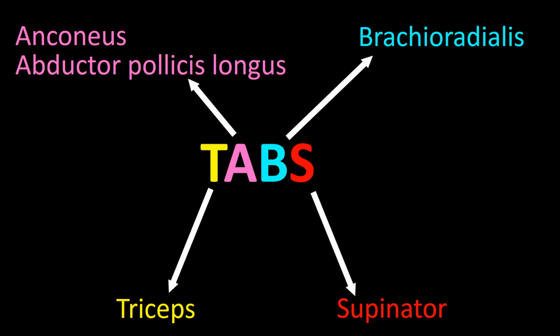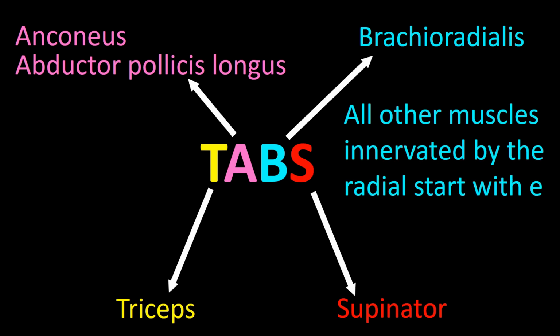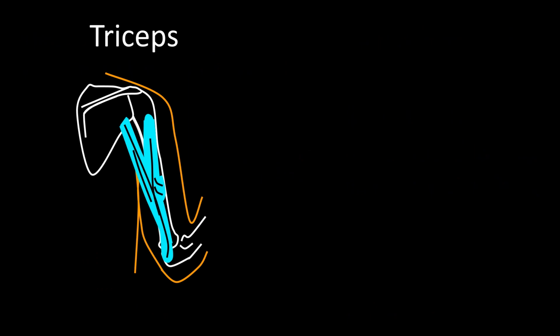These 5 muscles are the only ones innervated by the radial nerve that do not have the word extensor in their names. All other muscles innervated by the radial nerve start with the letter E. I will now make a few comments about radial nerve innervated muscles. I will start first with the triceps.